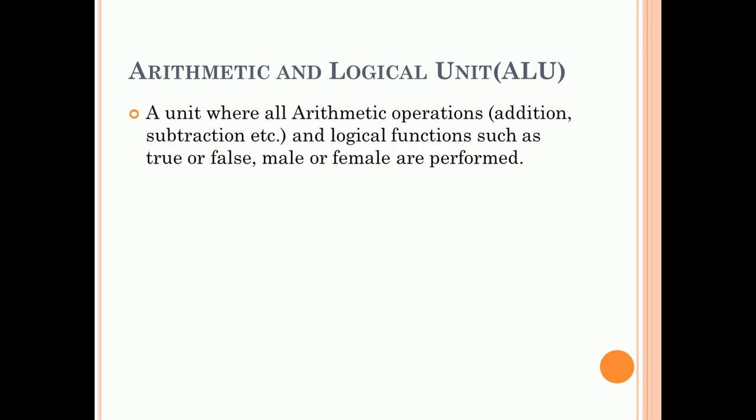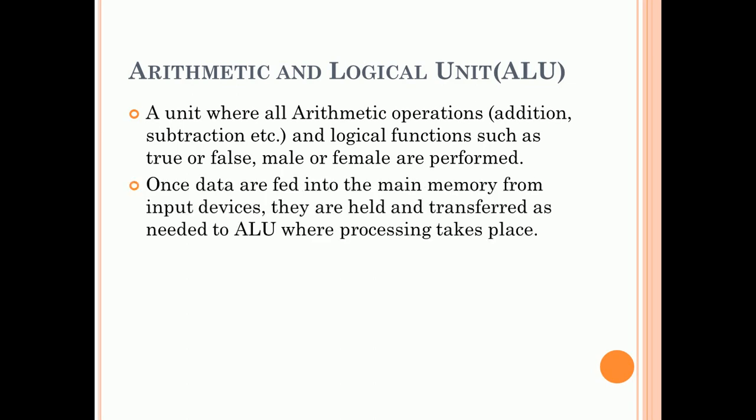Second is the arithmetic and logical unit. It is a unit where all arithmetic operations and logical functions, such as true or false, male and female, are performed. So this is the thinking unit or mathematical operation unit. Once the data are fed into the main memory, they are held and transferred to the ALU, where the actual processing takes place. Actual mathematical operations are performed in this unit.